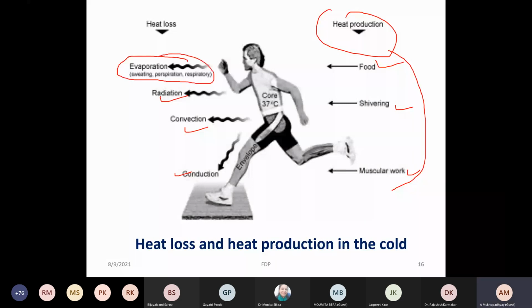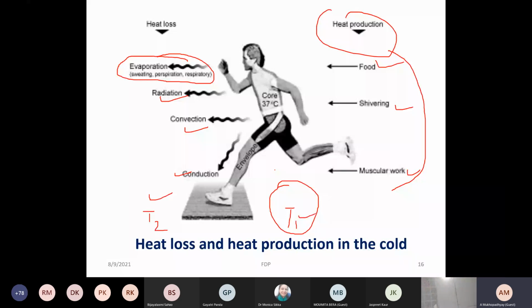But suppose the person is standing, not moving. Then what will happen? Whenever a person is standing and not moving, the body heat generation will be limited, the heat production will be limited, and the body heat will be greater than the outside temperature. Suppose the outside temperature is T2 and the body heat is T1. So the T1 body temperature will be much greater than T2. So the radiation will be from outside to inside.